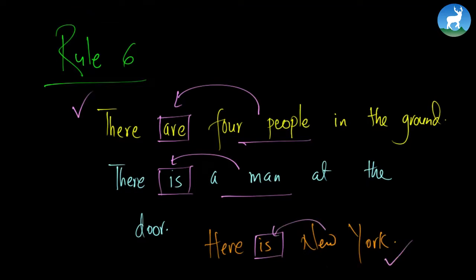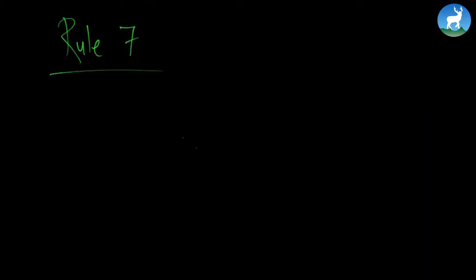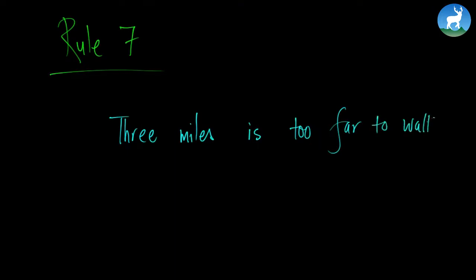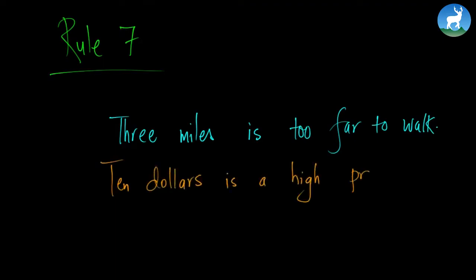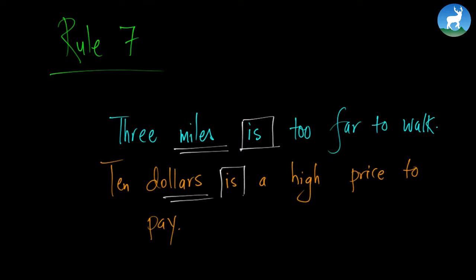Let's go to rule number 7. We come to rule 7 now. "Three miles is too far to walk." Let me write you another example. "$10 is a high price to pay." Right? With three miles, we use "is." With dollars, again, we use "is."